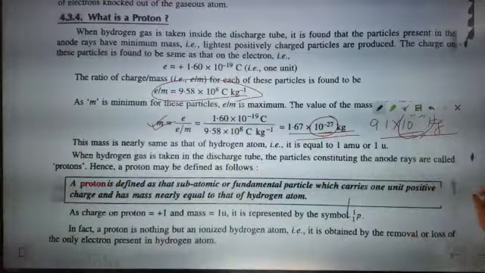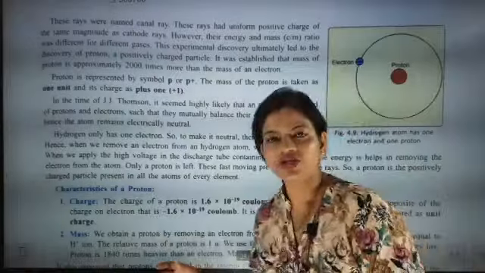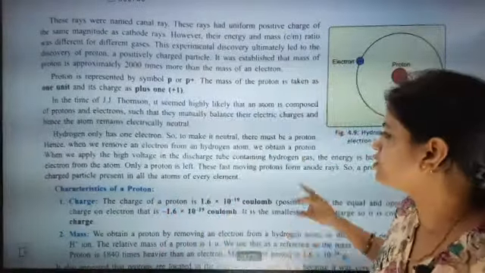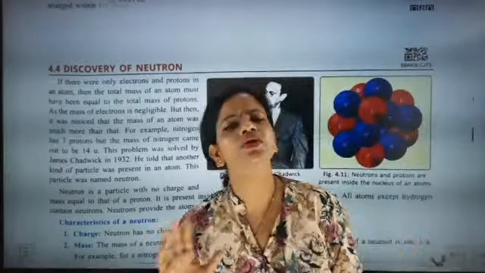So now we are going towards the next point. The proton part we have understood. The content related to proton we have understood. Mass, charge by mass of proton we have seen, and we discussed the point also. Now it's time to talk about the neutron.